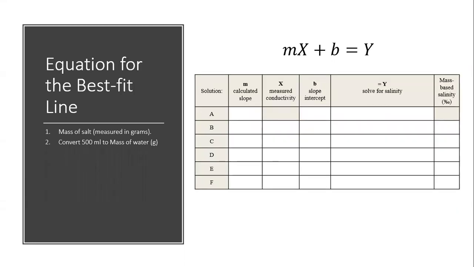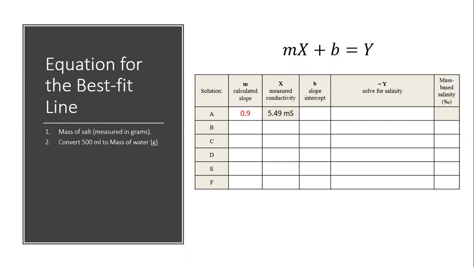The equation for the best fit line. If you recall, the equation for the best fit line was derived from the calibration curve, where y equals salinity and x equals conductivity. Thus, we can calculate salinity using the equation that we developed in Part A. In the example, we calculated m, or slope, as 0.9. However, remember, this was only an example and your calculated slope may be different.